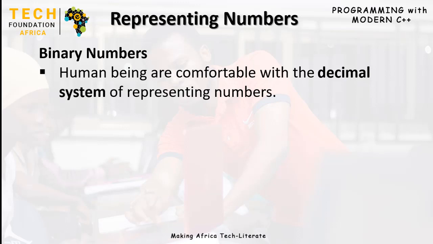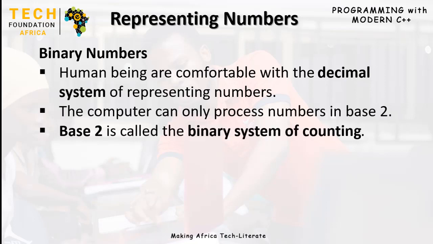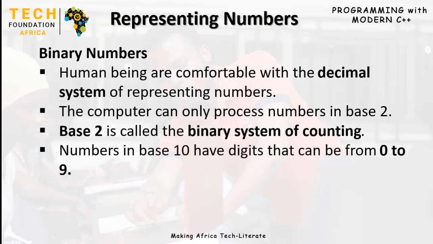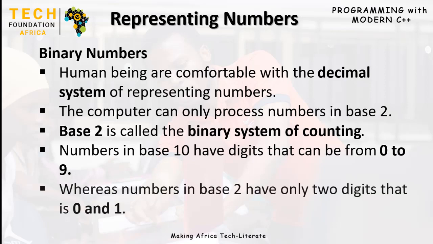Now the computer, however, is built mainly on switches, and that can only be in either one of two states. So it can be on or off. Is that okay? So this is why computers represent numbers in base 2 rather than base 10. Base 2 is called the binary system of counting. Numbers in base 10 have digits from 0 to 9, whereas numbers in base 2 have only 2 digits, that is 0 and 1.